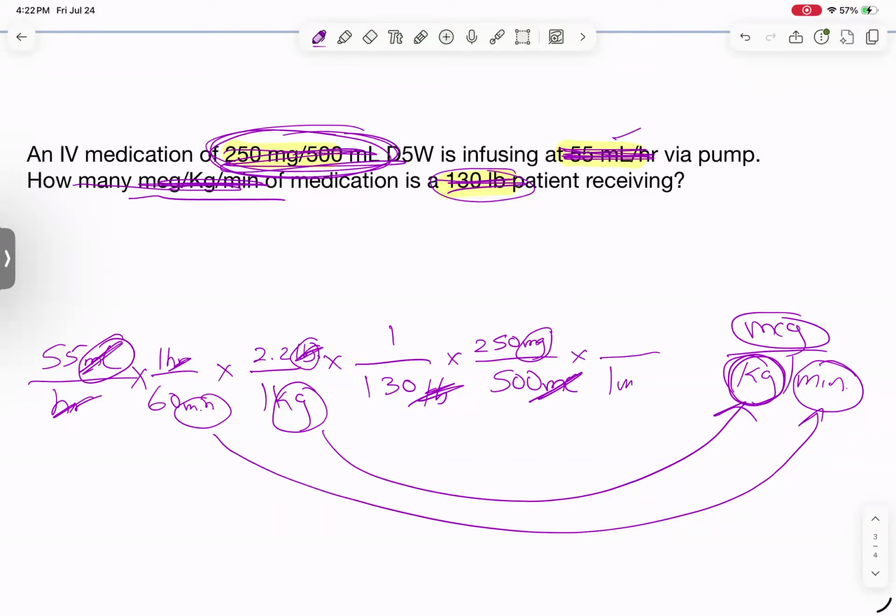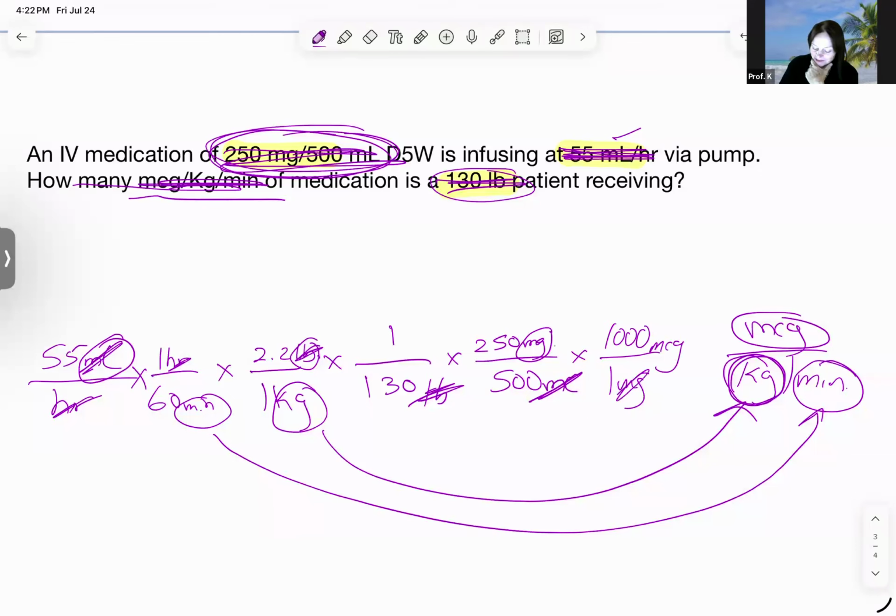1 milligram over 1,000 micrograms. That's it. 1 milligram is 1,000 micrograms. And you have just set up your problem. It's a disgustingly long problem, but you just set it up. When you are finished solving this high level type of problem, you will end up with how many micrograms per kilogram that patient is receiving per minute based on how fast that IV is going. And that's pretty incredible stuff.